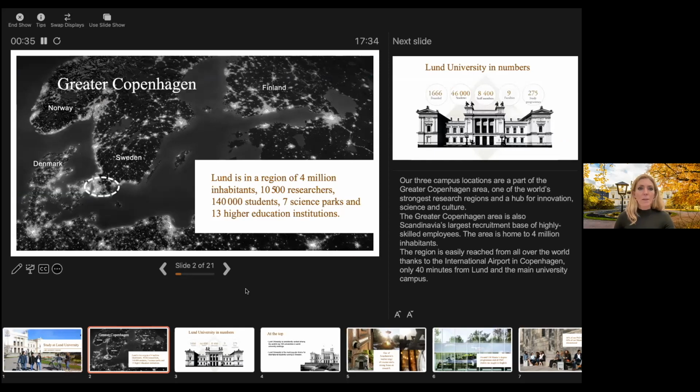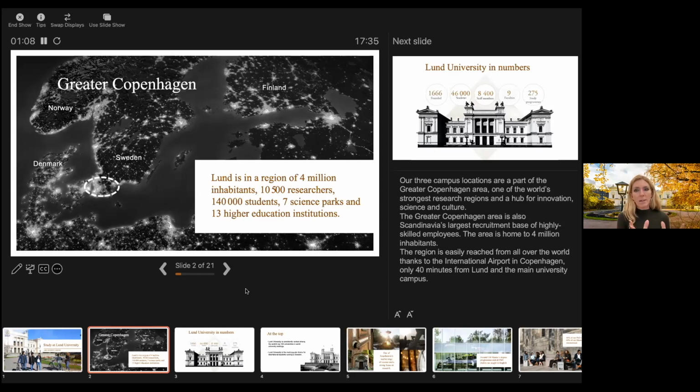So we are in the south of Sweden, and Lund is a part of a region called the Greater Copenhagen region. And for those of you who are paying attention, you might be thinking, wait a minute, Copenhagen is not in Sweden. And you're correct. It's the capital city in the neighboring country, Denmark. But this is a bigger area called Greater Copenhagen, and it includes Lund in Sweden, as well as Malmö in Sweden, which is the third largest city in Sweden, and also the capital of Denmark.